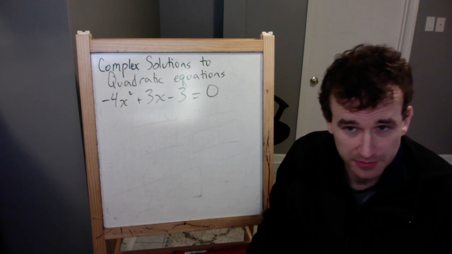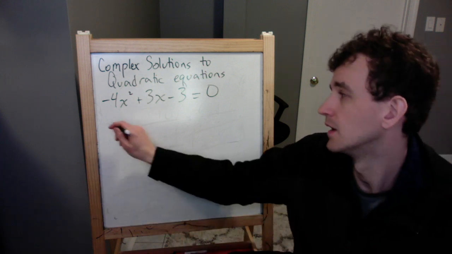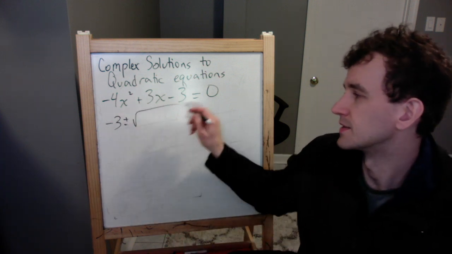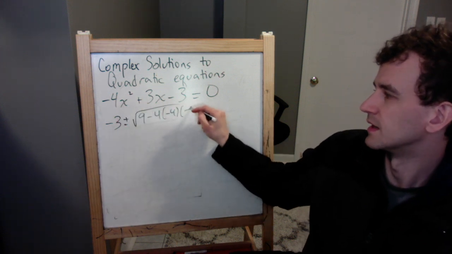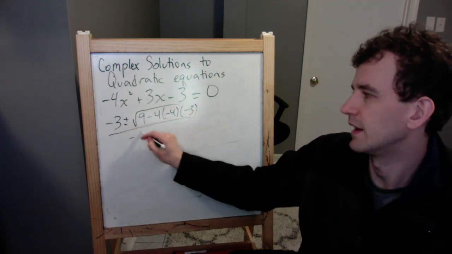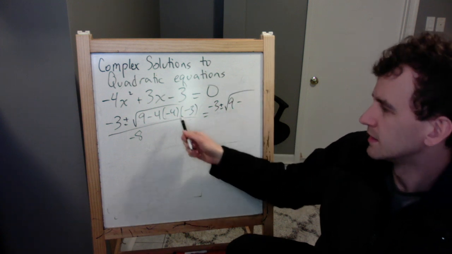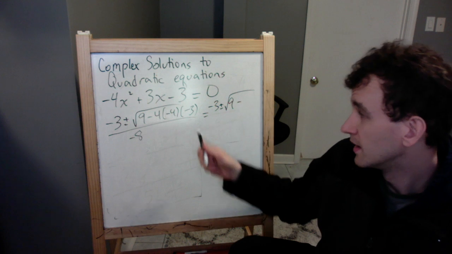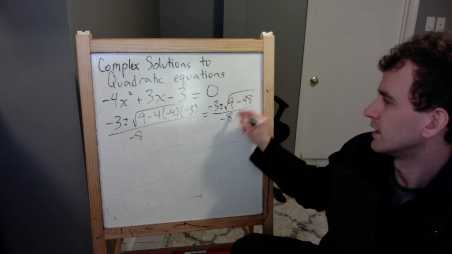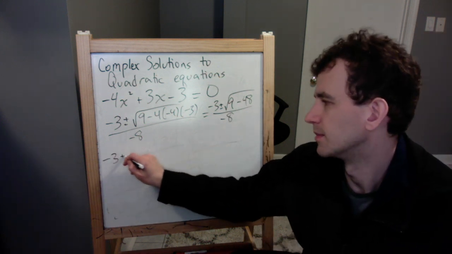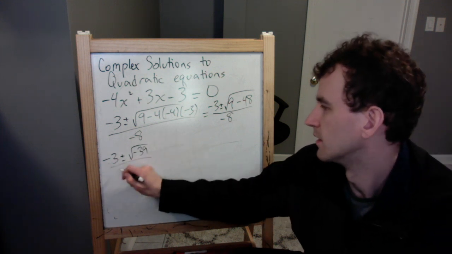I just want to do one more example where we use the quadratic formula. If you have this equation, negative 4x squared plus 3x minus 3, you're going to get negative 3 plus or minus the square root of 3 squared, which is 9, minus 4 times negative 4 times negative 3, a times c, all over 2a. So that's negative 3 plus or minus the square root of 9 minus, there are 3 negatives, so it does stay minus. 4 times 3 is 12, times another 4 is 48, all over negative 8. So we have negative 3 plus or minus the square root of negative 39 over negative 8.